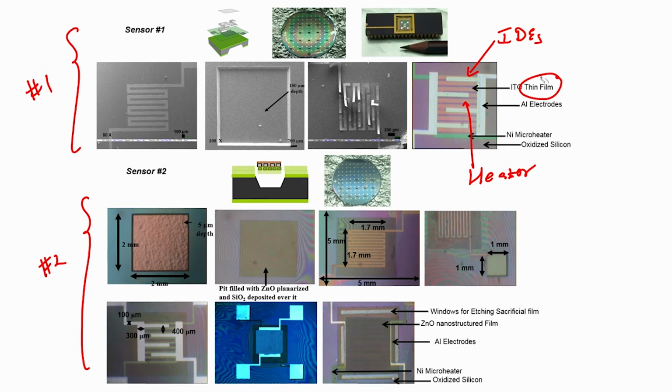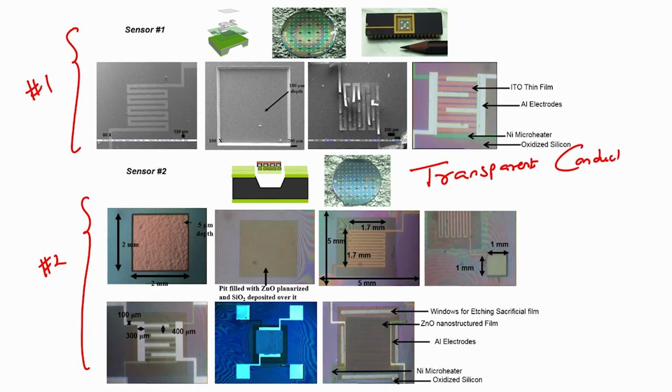tin oxide is that indium tin oxide, zinc oxide, tin oxide, indium oxide, these are all transparent conducting oxides, or TCOs. Thus, in the fabrication of solar cells, people have started using ITO for contact.